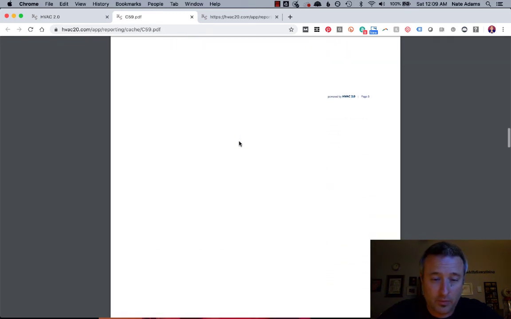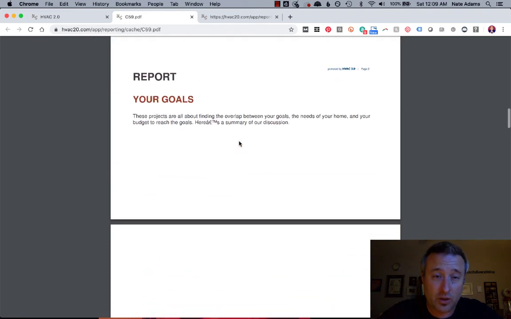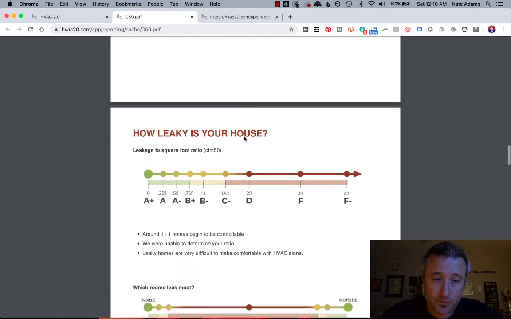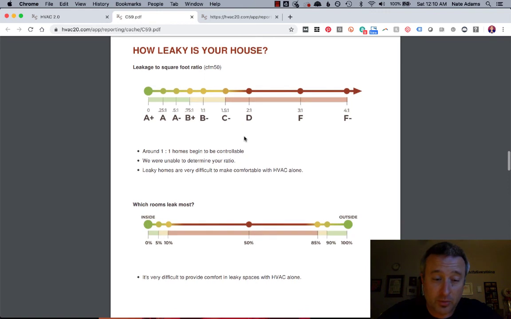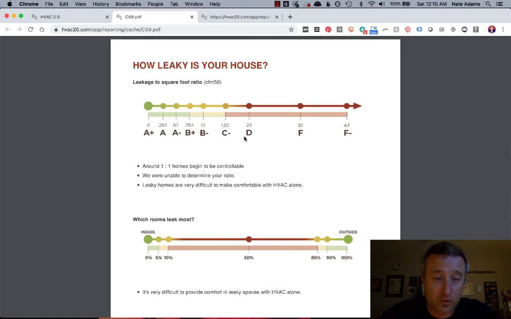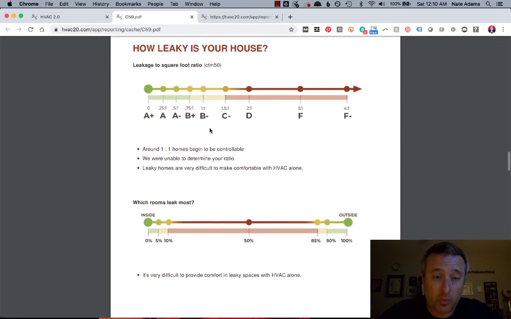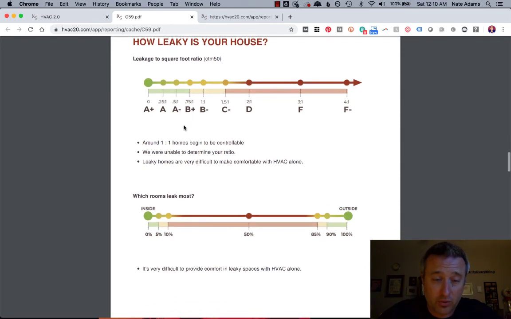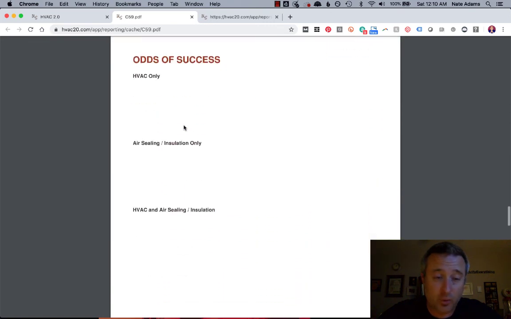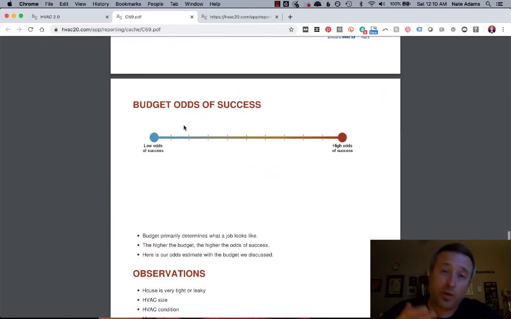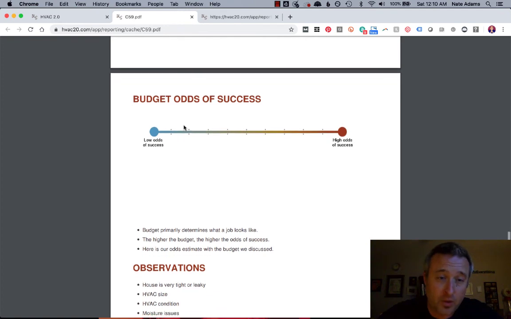So there's the goals. Oh yeah, that's interesting. I entered goals in and apparently they didn't save. How leaky is the house? Oh yeah, that's interesting. So basically nothing populated here. That's unusual. But you'll get an idea of what the report looks like, and it should have an arrow that shows where the house is. Yeah, it just didn't pull any data over. So there's some sort of an error. Like I said, it's been a little bit buggy.